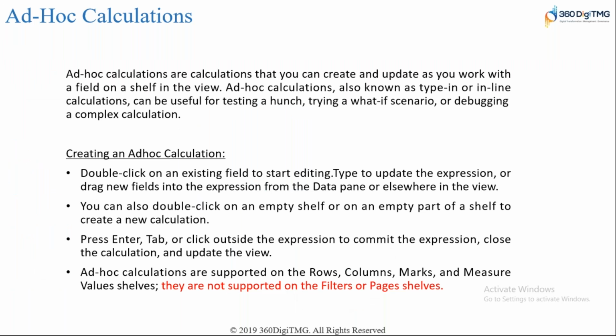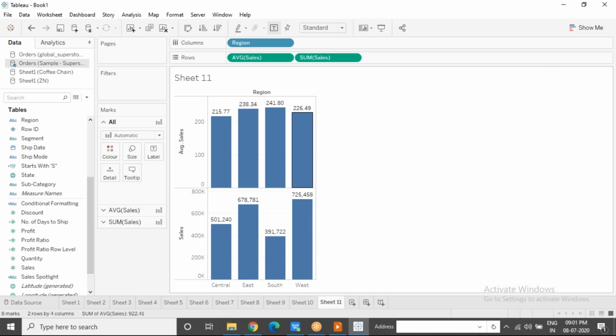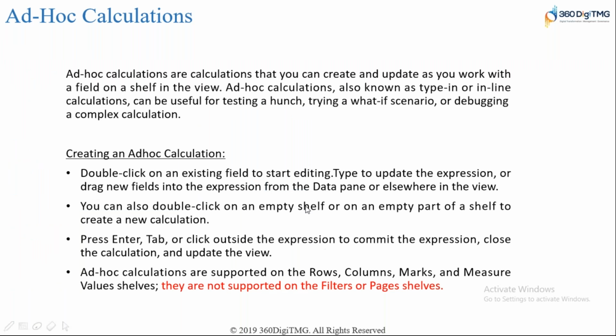If you want to test something, a what if scenario you're trying to test, or you want to change the aggregation, even write a formula that will be used only one time in that workbook, and you don't want that to be saved as another field here, then you can just use an ad hoc calculation.